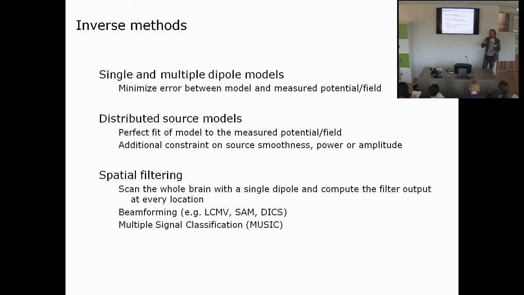And a third family of source reconstruction methods is spatial filtering. With spatial filtering, we're not trying to fully explain the measured topography, but we're scanning the whole brain with a single dipole. For each location, we're trying to estimate source activity independent of all the other locations. A very well-known class of spatial filtering methods is beamforming, which comes in different forms like linear constraint minimum variance, or synthetic aperture magnetometry, or dynamic imaging of coherent sources. This afternoon, Svetlana is going to give a much more detailed lecture on beamforming methods. Another way of doing spatial filtering is using multiple signal classification.